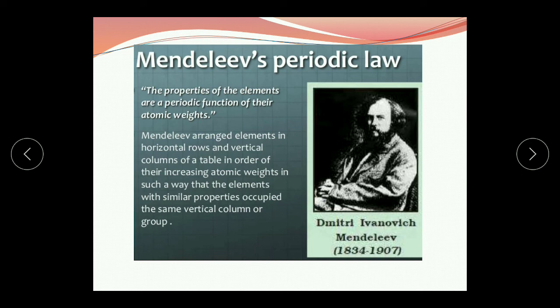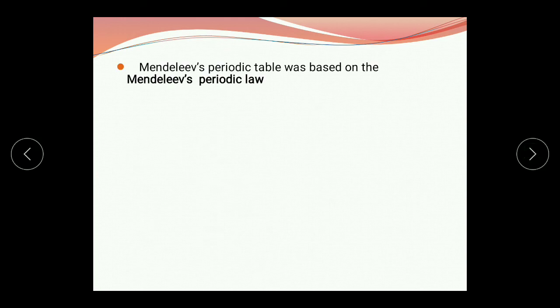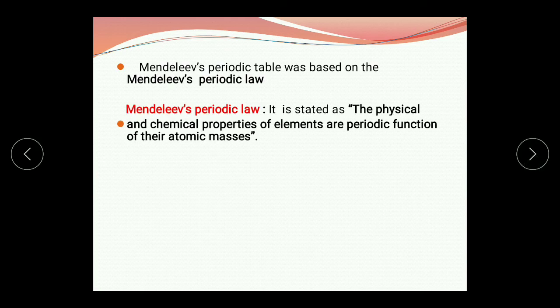He called it a group. His table was based on his law, and the law is known as Mendeleev's periodic law. And this law stated that the physical and chemical properties of elements are a periodic function of their atomic masses. Do you understand this? What does it mean? Now, some different words are used.